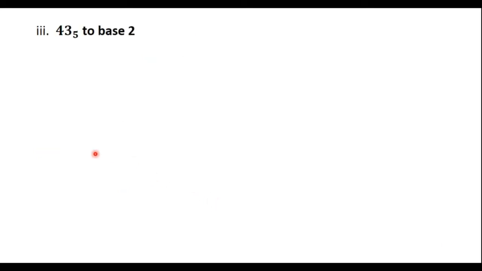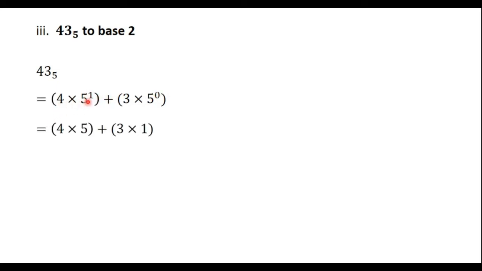Let's pick the next example. We are converting 43 base 5 to base 2. So what you have to do is first convert this base 5 numeral to base 10. In converting it to base 10, you are going to have 4 times 5 plus 3 times 5. Then you order the powers, so 0, 1. So we have 4 times 5 exponent 1, which is 5, plus 3 times 5 exponent 0, which is 1.